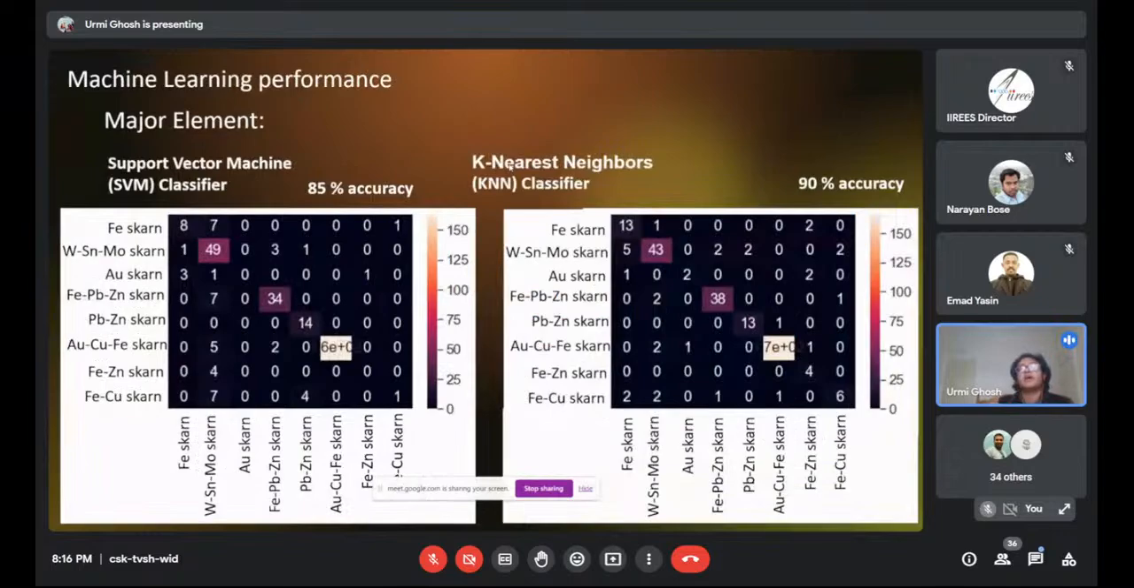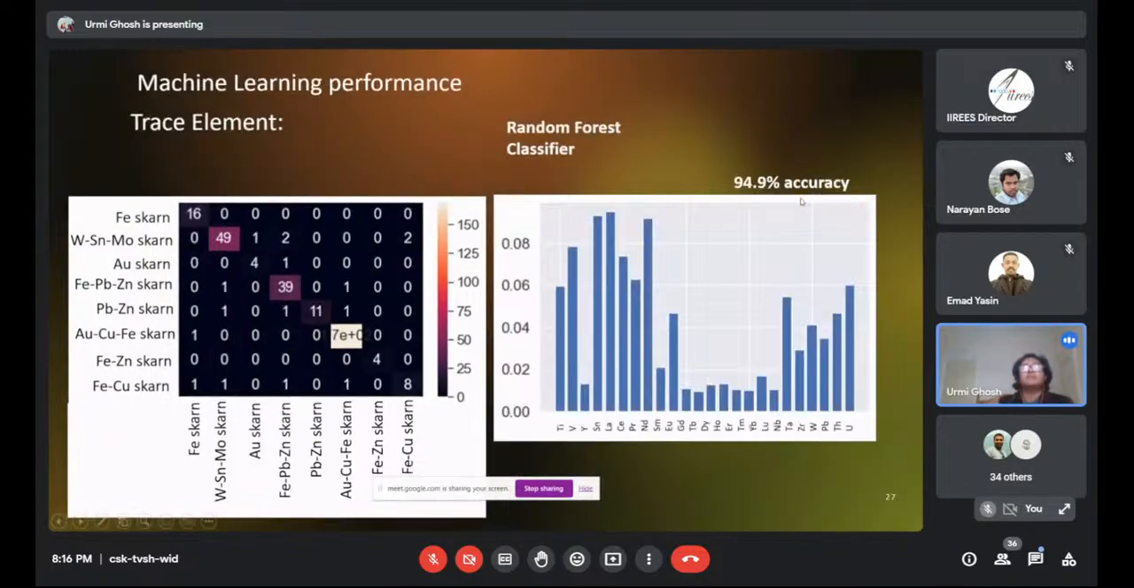trace elements. In the case of SVM, the accuracy increased to 85%. In the case of K nearest neighbor, it's 90%. And for random forest, it actually increases to almost 95%. So that shows that trace elements in garnet can be a very good indicator of the O-type association.